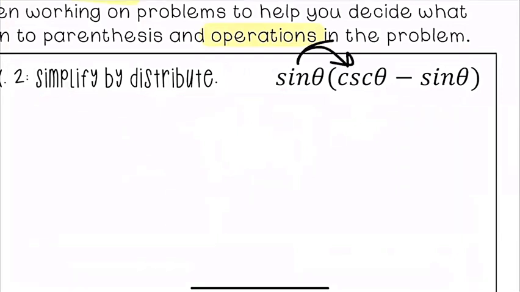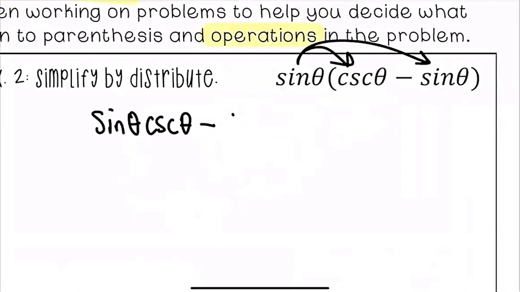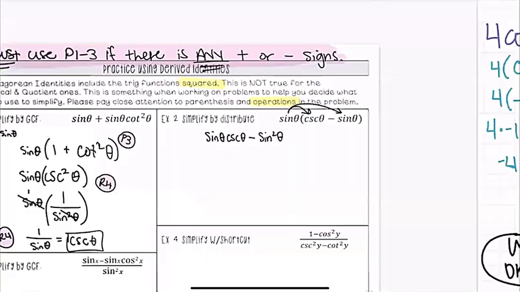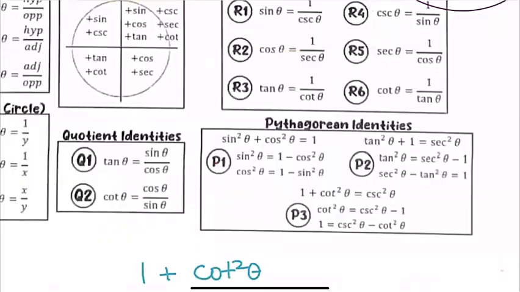So if I put an arrow here, I have sine times cosecant, would just be sine cosecant, minus, then I have sine times sine, that would give me sine squared. So we're making our way closer to using a P1, 2, 3. We have a minus sign, that's good. We have a sine squared now, also good. According to our paper, we'll use P1 for sine squared.